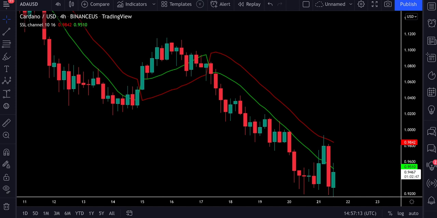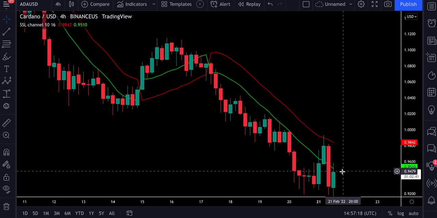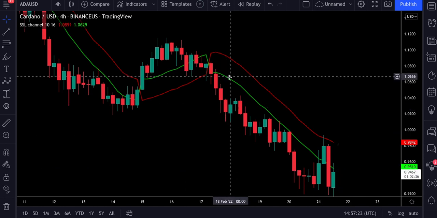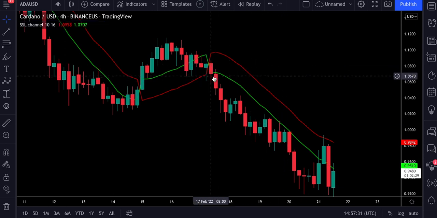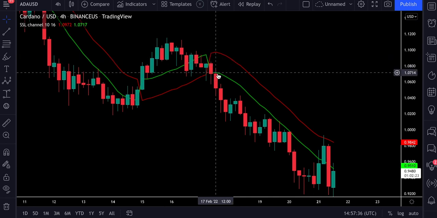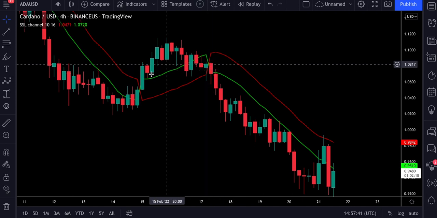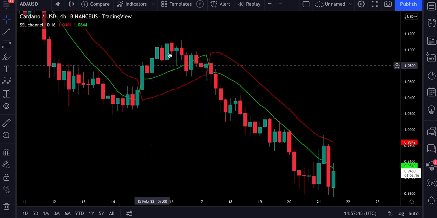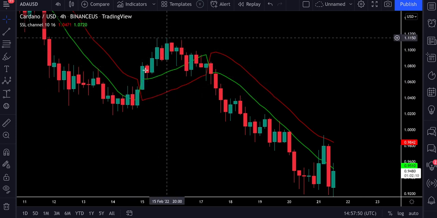Okay, so we're currently looking at the price of Cardano USD 4-hour chart, and here's the current price sitting at around 9094.74. So we have this indicator on our chart. This is an SSL channel, and here are the inputs. The way this indicator works is whenever you see these lines crossing each other and the red is above the green one, this is a short signal, and the same works for a bullish trend. The green is above the red one. This is a bullish signal.